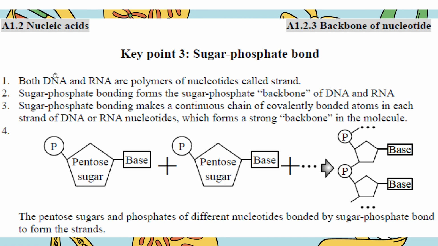So both DNA and RNA, you learn the difference later, are polymers of nucleotides. One such polymer we call a strand, a single strand. The sugar-phosphate bonding is the backbone of DNA and RNA. When two nucleotides join together, this phosphate joins with the carbon of this pentose sugar here, and then they form the backbone. The pentose sugar and the phosphate of different nucleotides are bonded by the sugar-phosphate bond to form a strand.